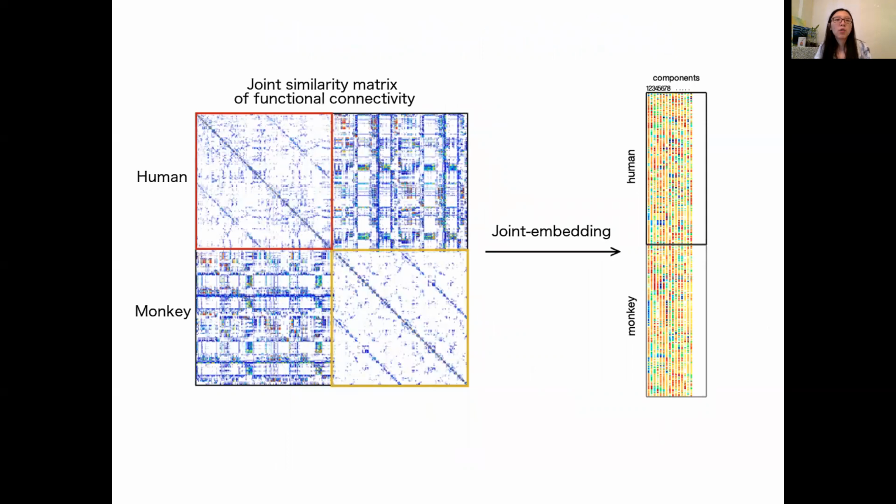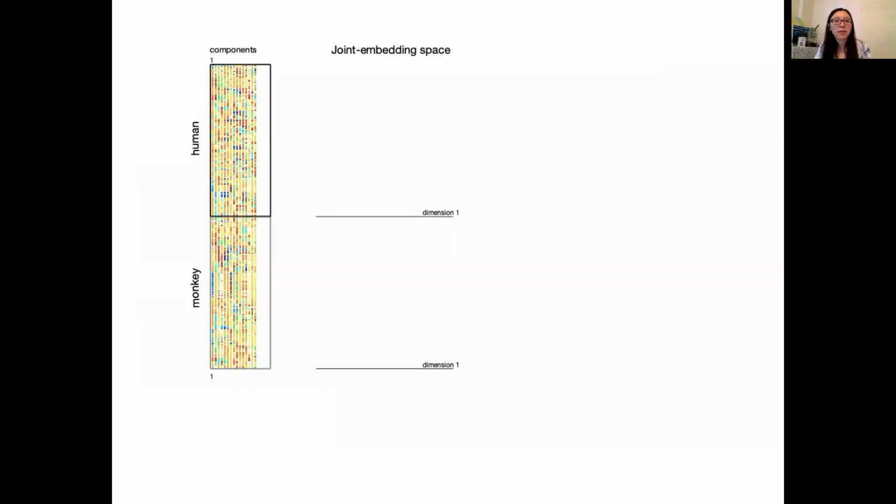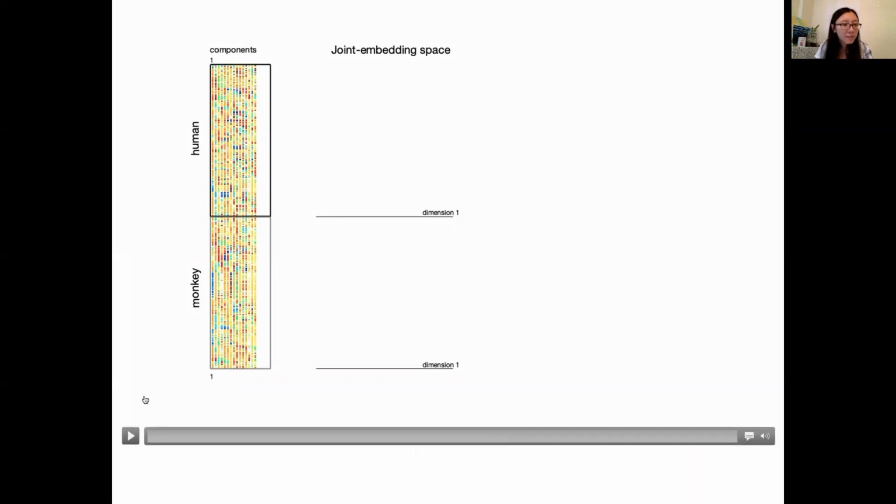We can perform the diffusion embedding algorithm on this joint similarity matrix to extract the components. We can also call the components gradients here. And the first half of the gradients were matched with the human vertices, and the second half of the gradients matched with the monkey vertices. Then we can use each gradient or these components as one dimension to build a high dimensional space.